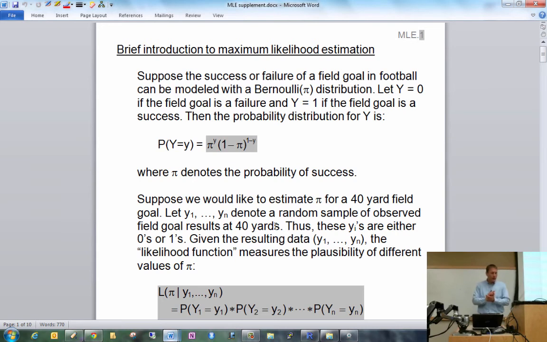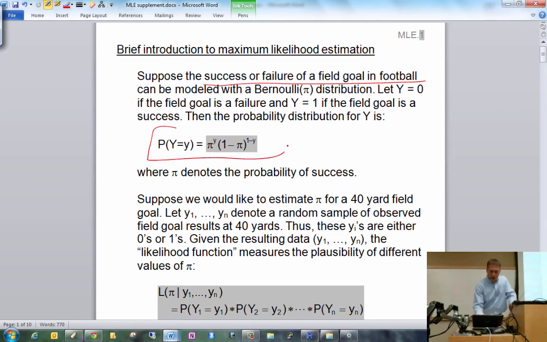All of you should have seen a Bernoulli distribution before. And let's put it into an example context. Suppose we talk about how to estimate the probability of success for a field goal in football. And so let's let y denote if a field goal is successful or if it's a failure. We're going to let y be equal to 1 if it's a success, y equals 0 if it's a failure. In that kind of setting, then, our probability distribution is a Bernoulli. That looks just like this. Again, this should look familiar to you. Pi is the probability of success.